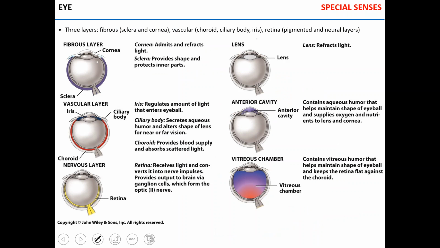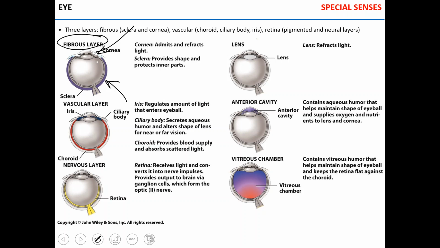So let's talk about these three layers of an eye. Fibrous layer consists of cornea, the refractory structure outside of the eye, and the sclera, or the white of an eye, which protects the eye and provides its shape. The extrinsic eye muscles are attached to the sclera.